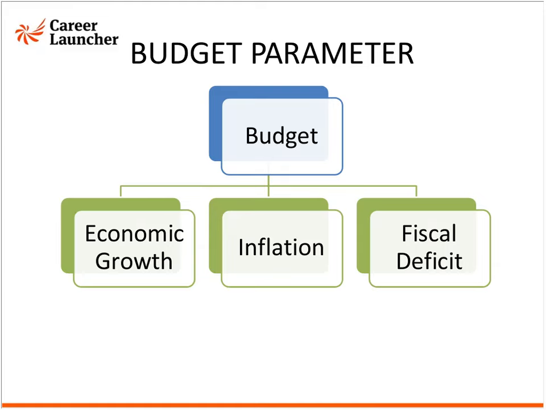So you basically have three important parameters to decide the outcome of your budget: growth, inflation, and fiscal deficit. Growth is measured by GDP. What's GDP? It's the gross domestic product. A gross domestic product measures the amount of goods and services that are produced in an economy. So whatever growth happens in your GDP essentially forms part of your economic growth.